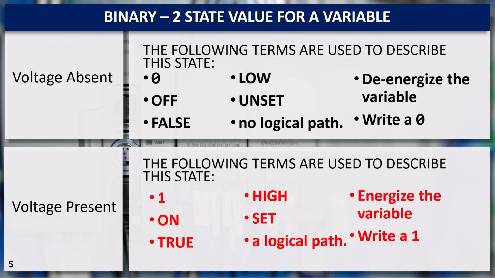Let's take a look at some of the synonyms used to evaluate and express the voltage presence or the voltage absence. So looking at voltage absent, the following terms are used to describe it: zero, off, false, low, unset, no logical path, or de-energize the variable or write a zero. Voltage present has the following: 1, on, true, high, set, a logical path, energize the variable, or write a 1.